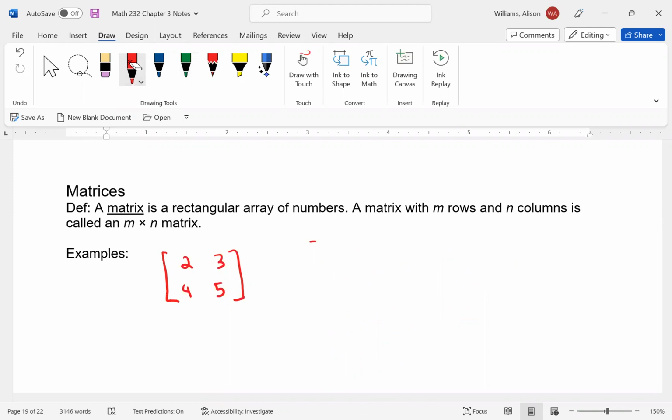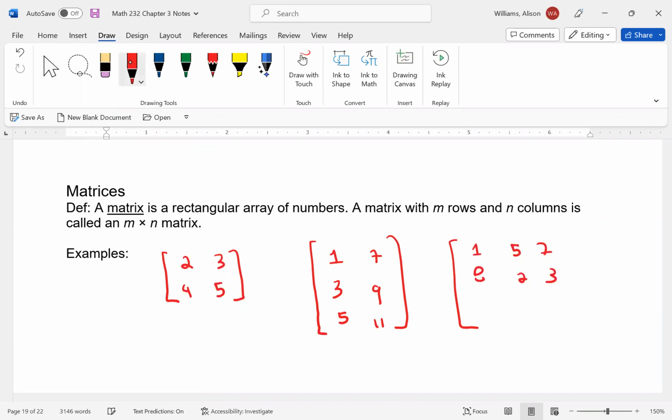Here's another example of a matrix. Let's say 1, 3, 5, 7, 9, 11. There's one. Okay, here's another one. 1, 5, 7, 8, 2, 3, 0, 4, 6. Great. There we go. Three examples of matrices.